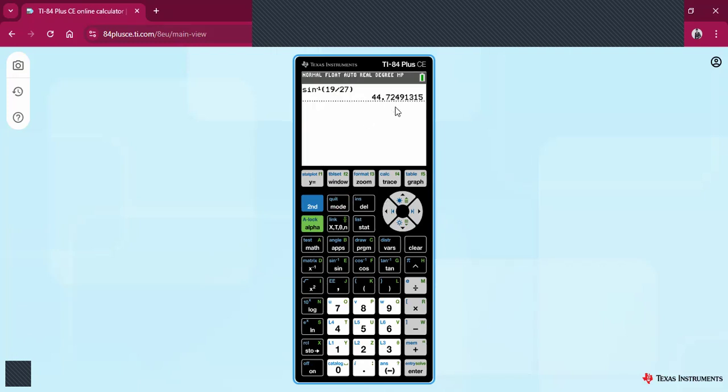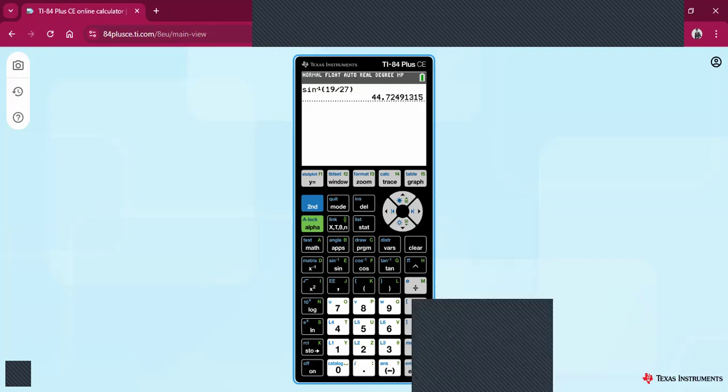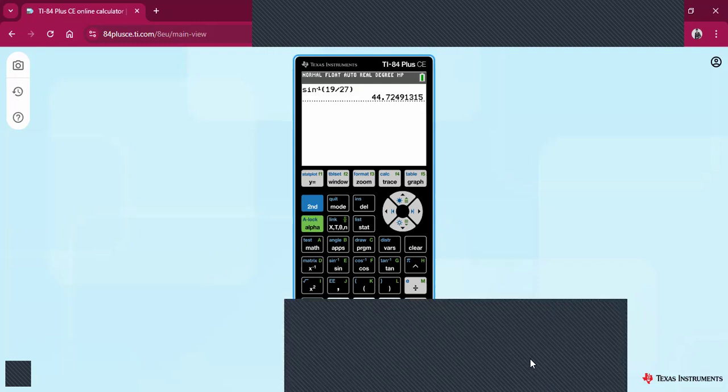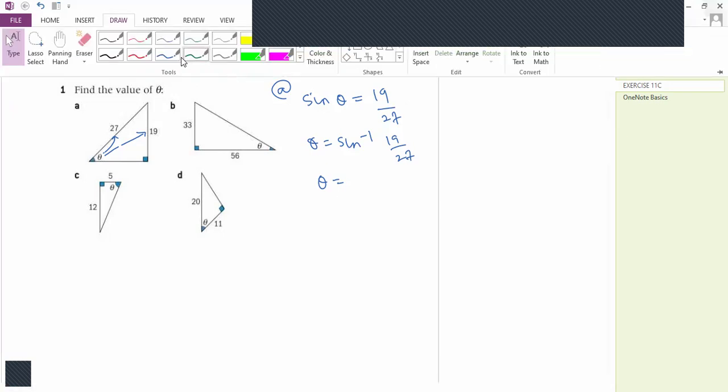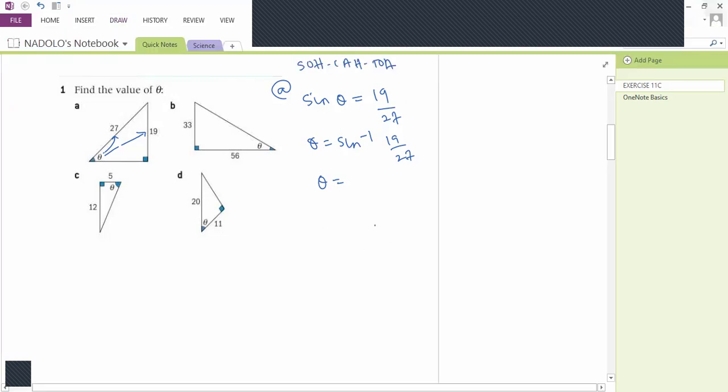If you go back, you'll see our answer is 44.72. You have to leave your answer to 3 significant figures. So we'll have our answer as 44.7 degrees. So now I'm going to put the answer. 44.7 degrees is the answer for A.